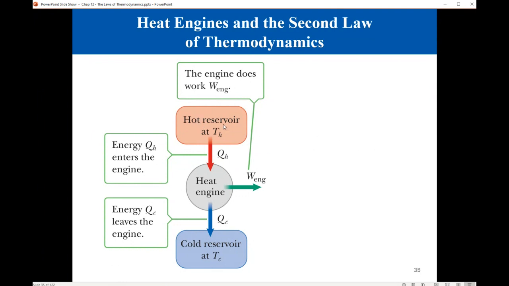So we have a hot reservoir at temperature TH, where the system takes a quantity of heat QH. The engine performs work. For the car engine, it does mechanical motion. And there is an amount of energy being expelled to the surroundings. We call it the cold reservoir. So we deal with a hot reservoir and a cold reservoir. The temperature of the cold reservoir is always less than the temperature of the hot reservoir.